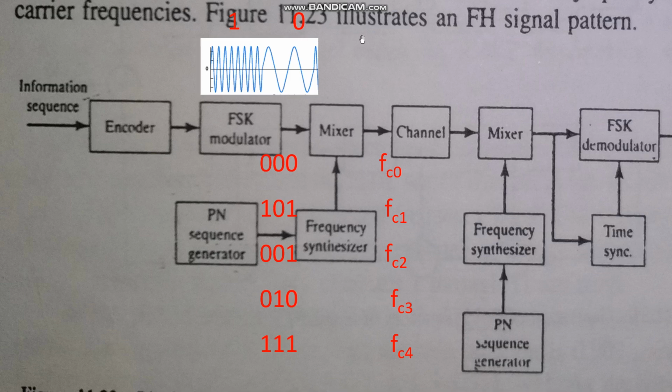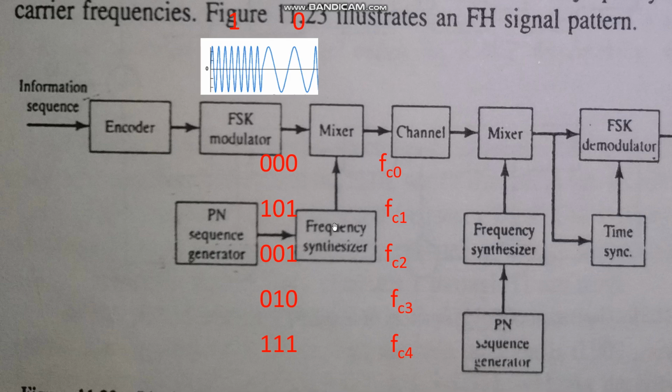We can use 4-ary FSK, 8-ary FSK, but for simplicity I have considered that bit 1 is represented by a higher frequency, and bit 0 is represented by a lower frequency. And this signal is given to the mixer. What does the mixer do? It mixes two incoming frequencies. It generates the sum frequency and the difference frequency. And what is the other input for this mixer? It is the output of the frequency synthesizer.